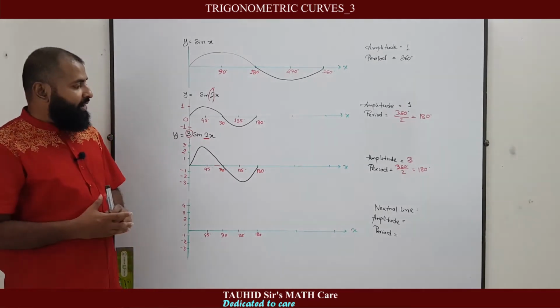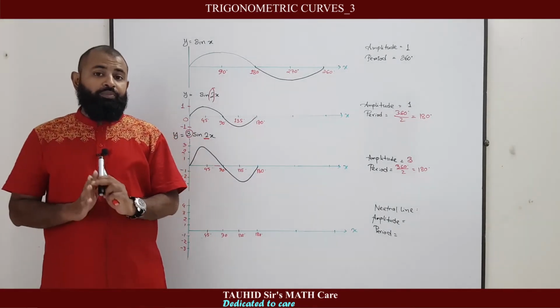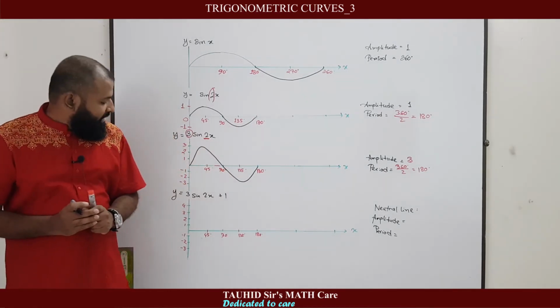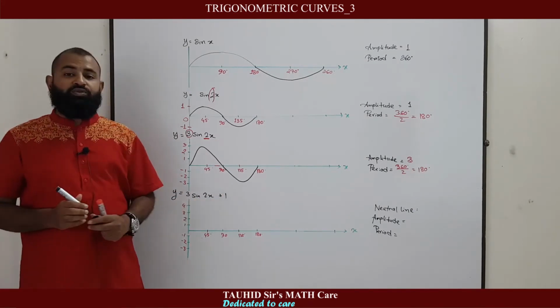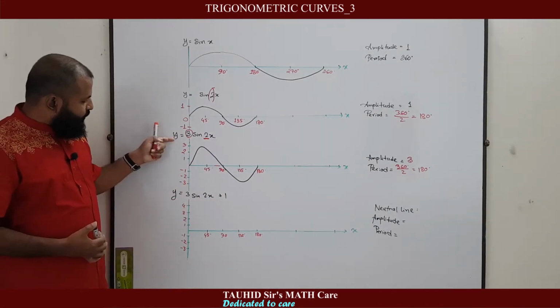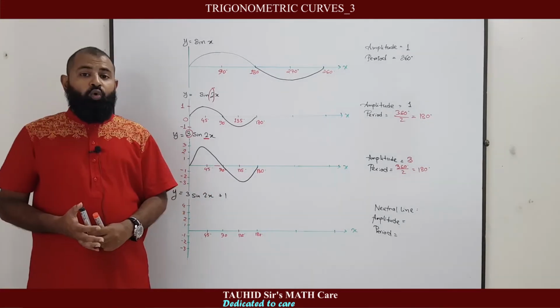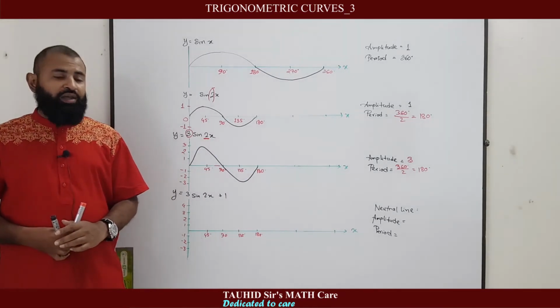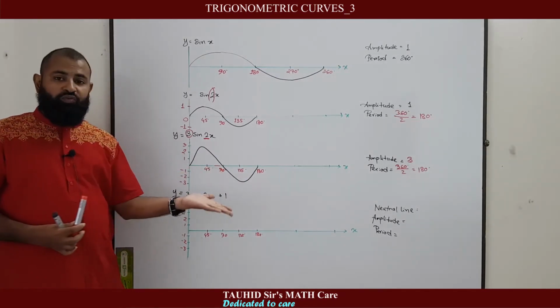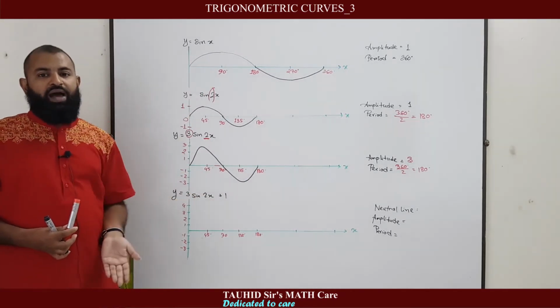Now we will learn a new term here, the term neutral line. For example, you are given an equation y equal to 3 sin 2x plus 1. With this equation, I just added a 1. What will be the impact of 1 here? The impact of 1 will be this curve will rise 1 unit upward.